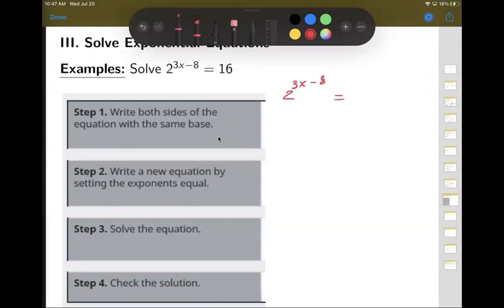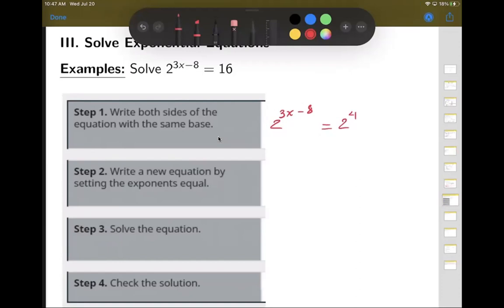Now, the number 16, I want to write it as base 2. 2 to the what power gives you 16? Use your calculator. Just multiply 2 by 2 by 2 by 2. See how many times you multiply 2 to get 16. That would be 2 to the 4. So we did step 1. Write both sides of the equation with the same base. They both have base 2.